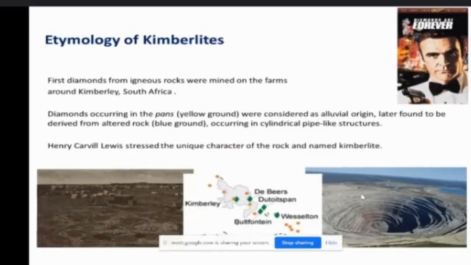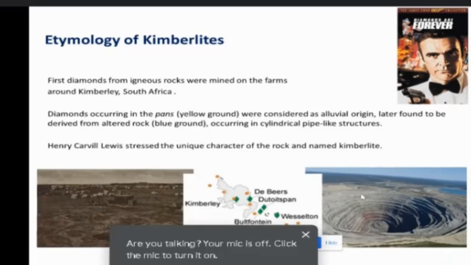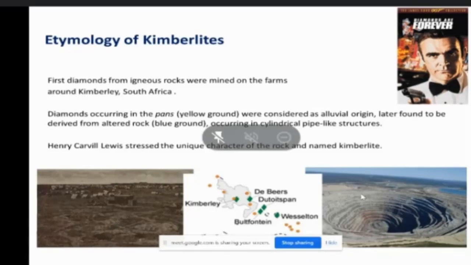I'll try to give an account of how this kimberlite rock was named and how it was discovered. Diamond is something that has fascinated mankind for the last 4,000 years. Until around 1710 or 1720, almost all the diamonds known to mankind were derived from India, and those were obviously alluvial in origin. After the exploration of the New World, diamonds were also mined from some deposits in Brazil, but those diamonds were also alluvial.